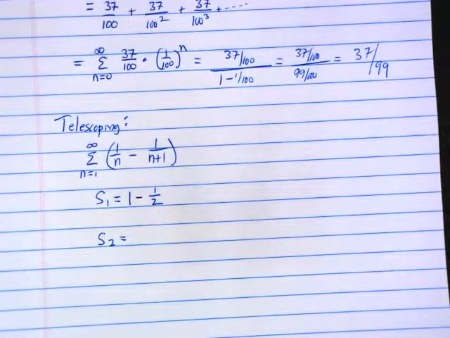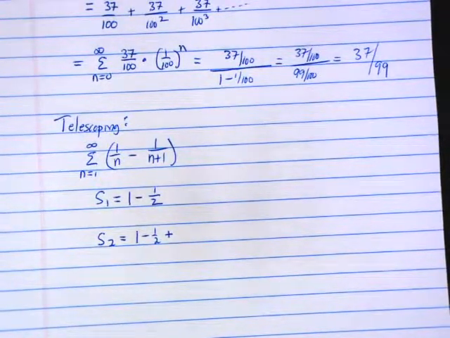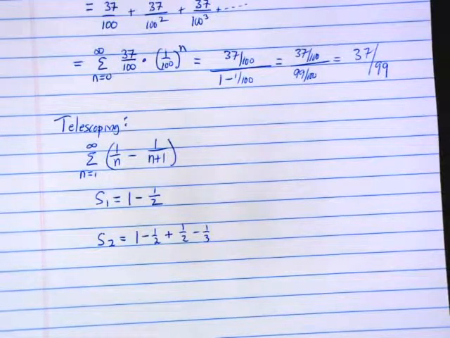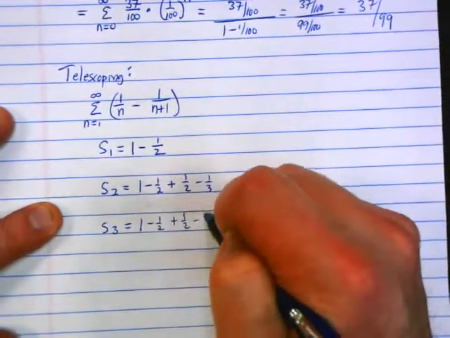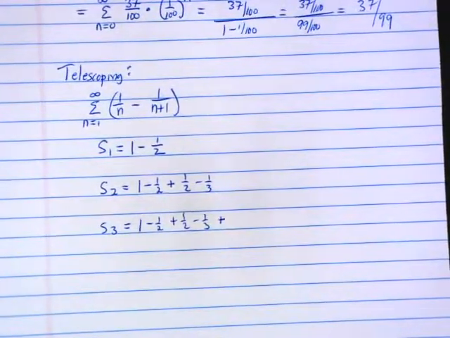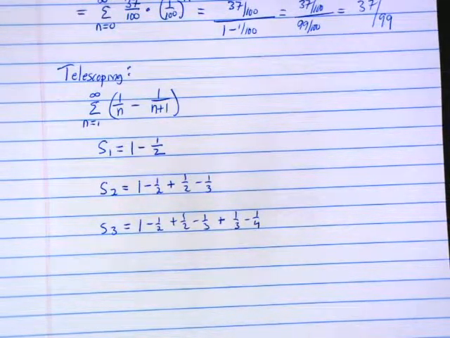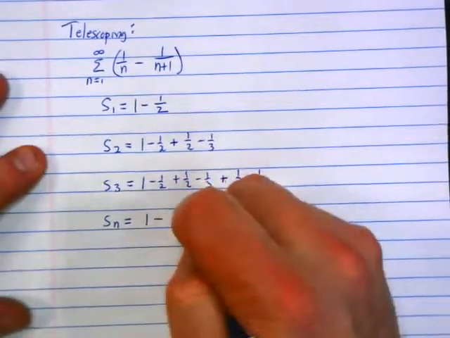What's S sub 2? Well, it's going to be 1 minus 1/2 plus, and then I plug in 2. What happens when I plug in 2? 1/2 minus 1/3. What's S sub 3? Well, it's going to be 1 minus 1/2 plus 1/2 minus 1/3 plus, what do I get when I plug in 3? 1/3 minus 1/4. What's going to happen with S sub n? It equals 1 minus 1 over n plus 1.